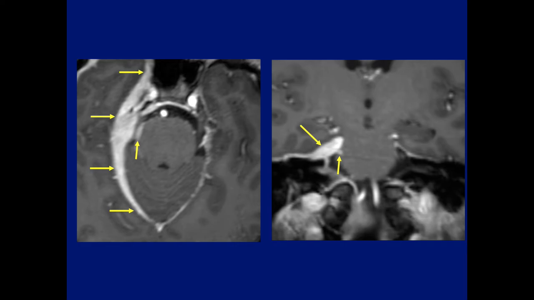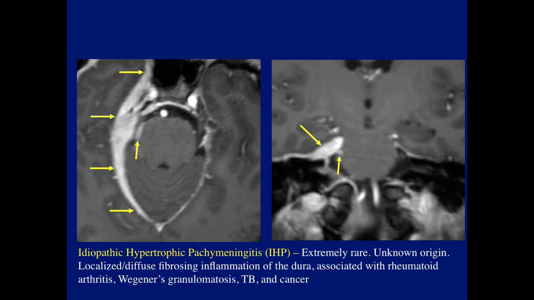And it was not a meningioma, although Stefan mentions meningioma, which is not a bad possibility, but it was not meningioma either. It's a very unusual, rare condition. This was idiopathic hypertrophic pachymeningitis, right in the EPIC chart, as listed IHP. This is extremely rare. The origin is unknown. There may be localized or diffuse fibrosing, inflammatory, and thickening of the dura. And it's also been described associated with rheumatoid arthritis, Wegener's, TB, and cancer.